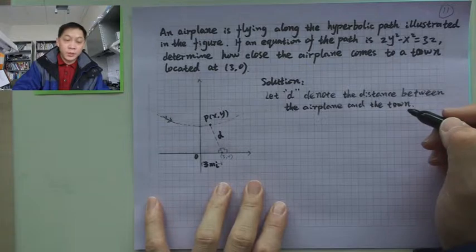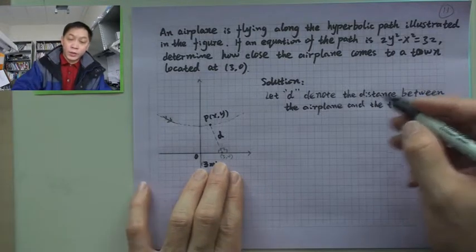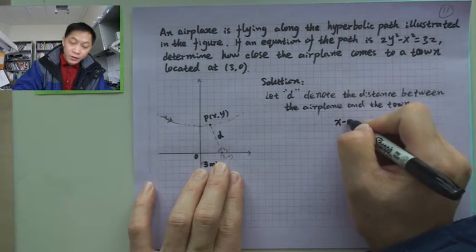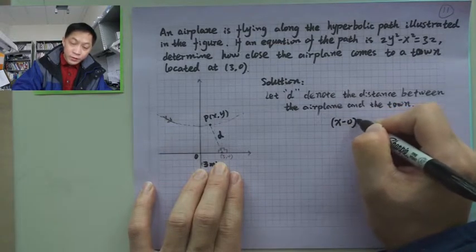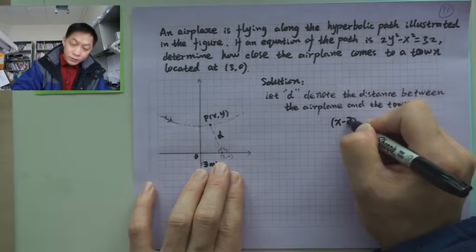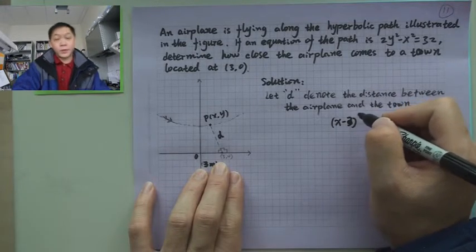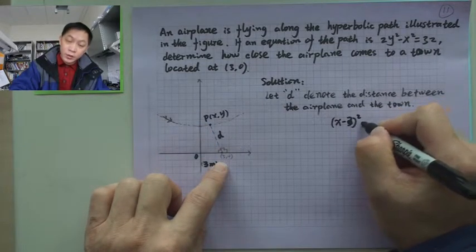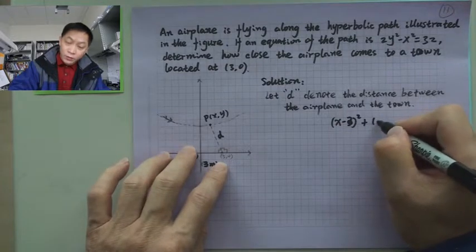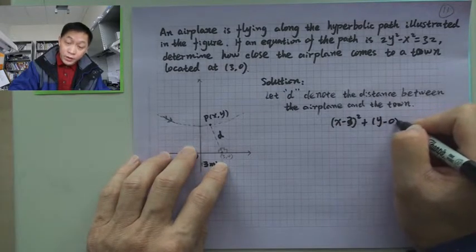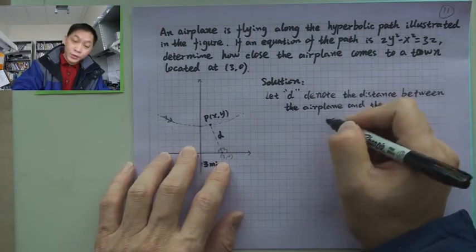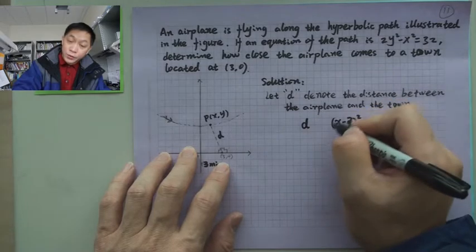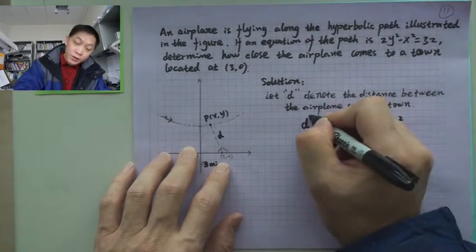By the distance formula, D equals the square root of (x minus 3) squared plus (y minus 0) squared. The square root gives the distance. If we do not take the square root, it would be the distance squared.